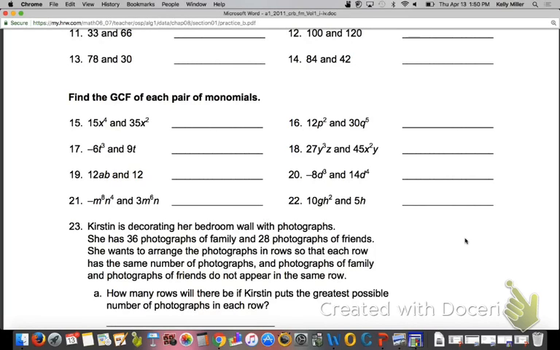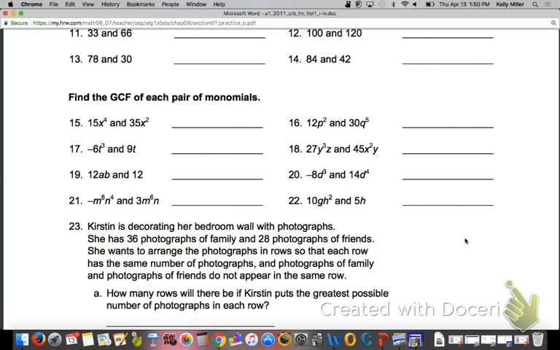How did you do 17? So 6 is 1, 6, and 2, 3. 9 is 1, 9, and 3. So my largest is 3. Then this has 1, 2, 3 t's. That has 1 t. So they have 1 t in common. Does it work that way?